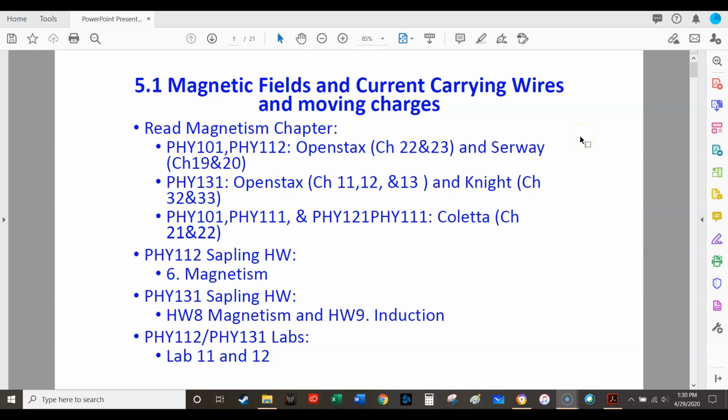So moving on to 5.1, we're going to be talking today about magnetic fields, how it's related to current carrying wires, and also moving charges.